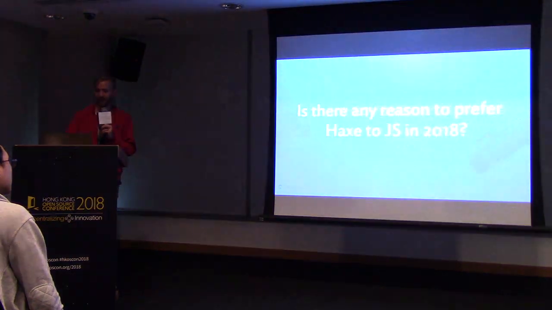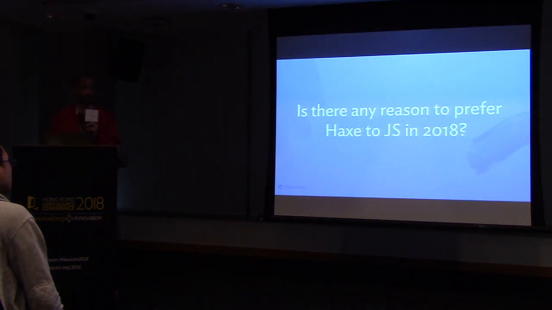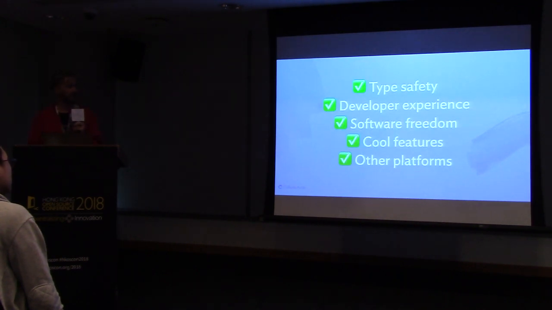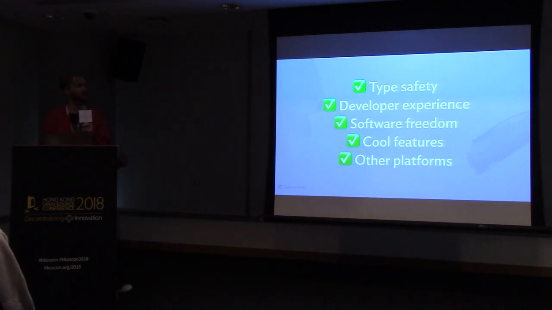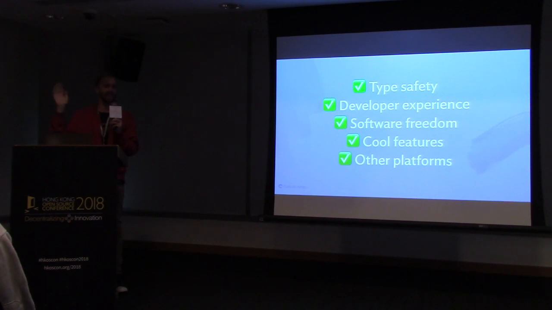So, is there any reason to prefer Haxe to JS in 2018? I think there is. Things like type safety, developer experience, the fact that it's open software and it's not run by a corporation. Some see that as a downside, I see it as an advantage. And then it's got cool features, and then it can target other platforms. This talk has been all about JavaScript, but I've done stuff where I've had a JSX syntax also compile PHP backends and things like that. You can just do whatever you want because it targets PHP and Python and Node.js and C++ and a ton of other things. It's a pretty cool language.